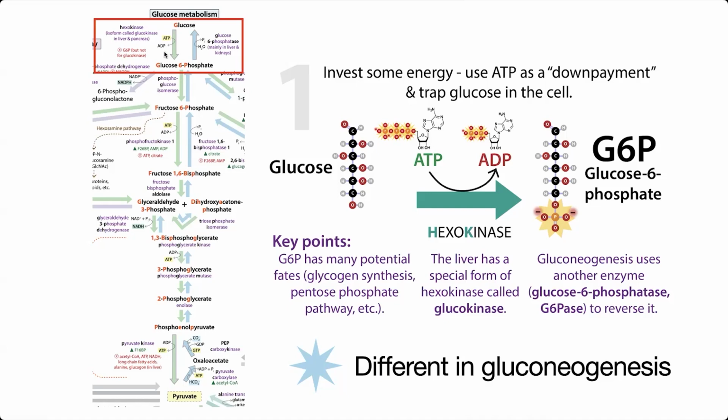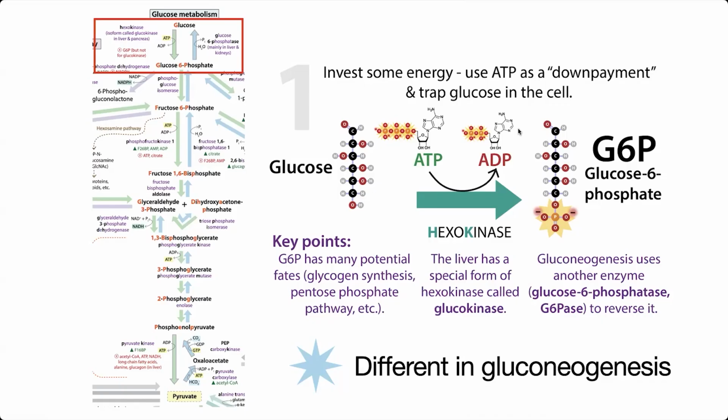And so what's going to happen is that in your liver and your pancreas, you have this version of hexokinase called hexokinase 4, the isoform called hexokinase 4, which we typically refer to as glucokinase. And glucokinase is actually not going to be inhibited by glucose 6-phosphate, so it can keep trapping the glucose inside the cell, even if the glucose levels are high.